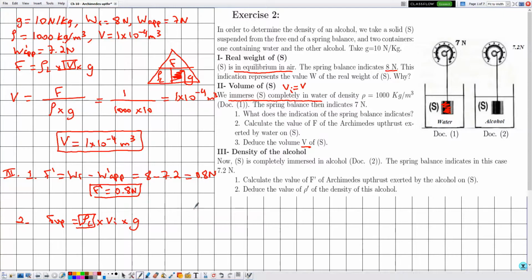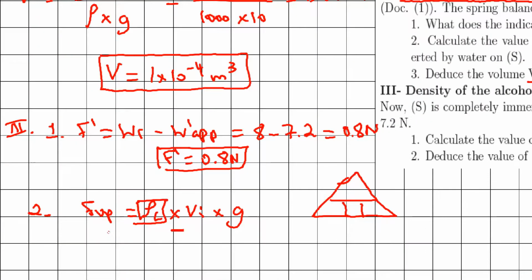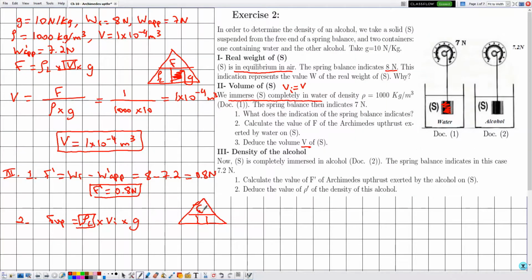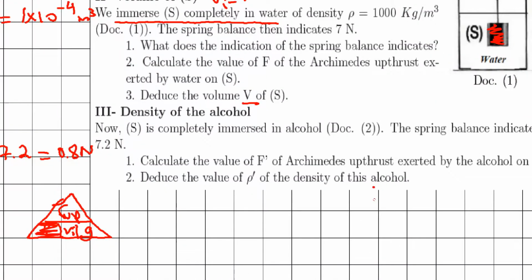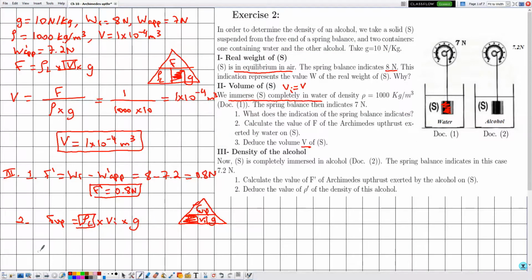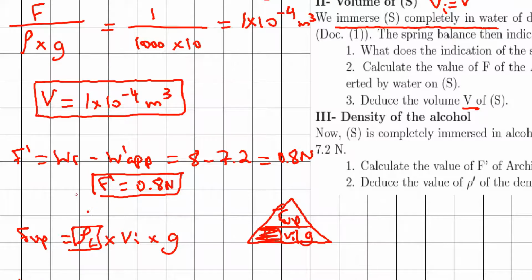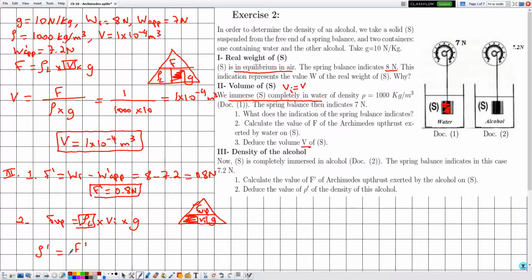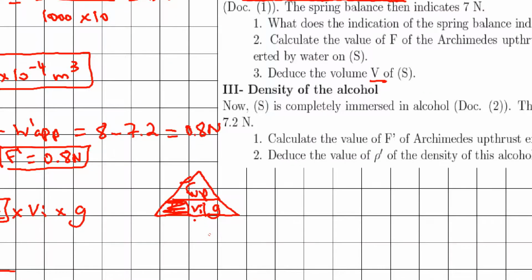So constructing the triangle of this formula, because we have multiplied, F upthrust will be at the top, rho L, Vi and G at the bottom. Knowing that we are interested in calculating the density of the liquid, which is in this case alcohol, which is denoted by rho prime, which is equal to the value of F upthrust due to alcohol, which is denoted by F prime, divided by Vi multiplied by G.